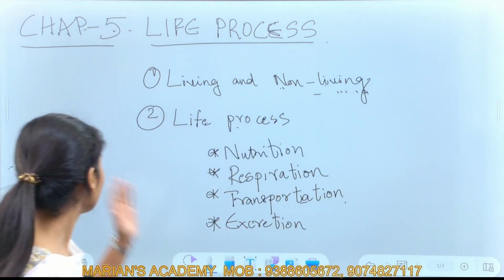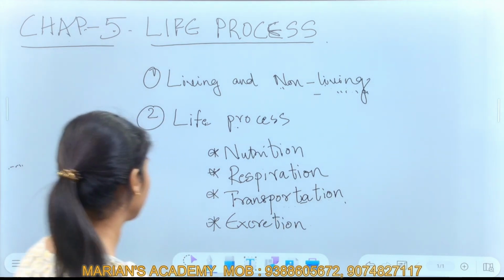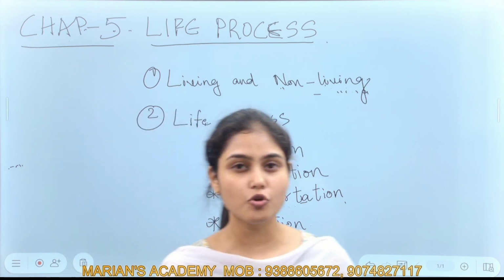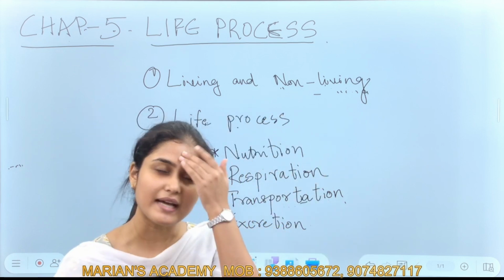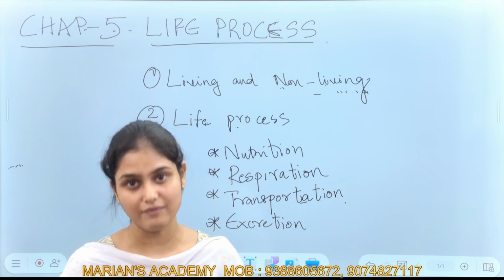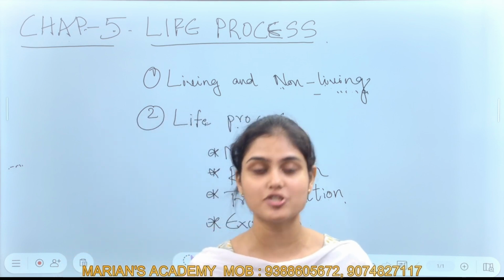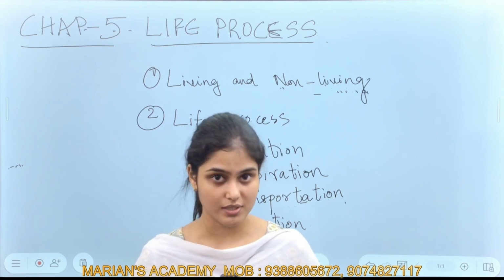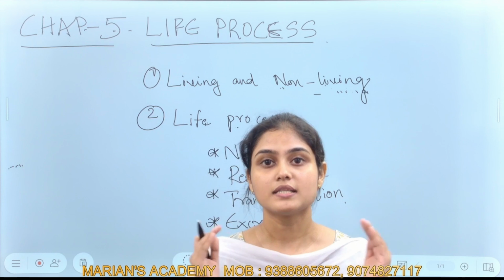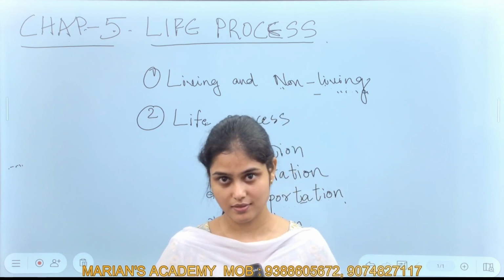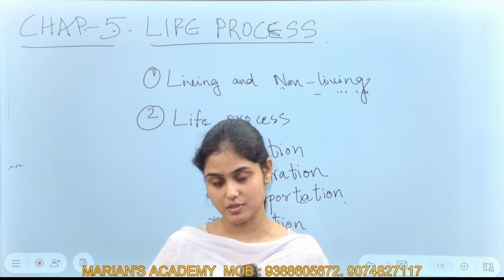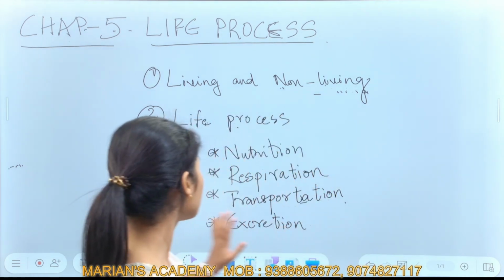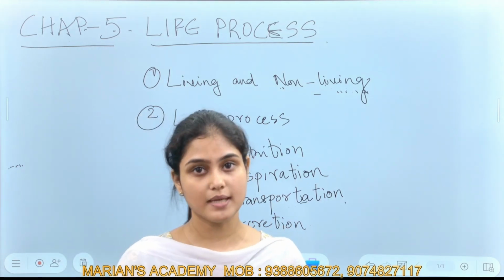So here you can already see on the board I have written the topic, chapter 5, life processes. Before going in depth into the chapter, if you ask me what the level is, whether it is easy, moderate or difficult, I would say it's a moderate chapter and an important chapter also, because we will be studying some of the major life processes that happen in living organisms. Before going in depth, we learn about some terms.